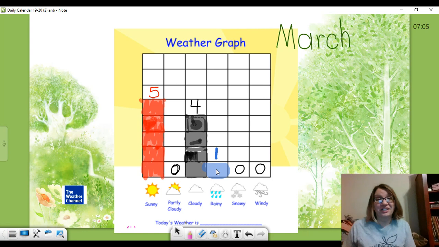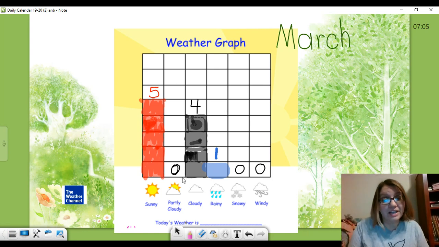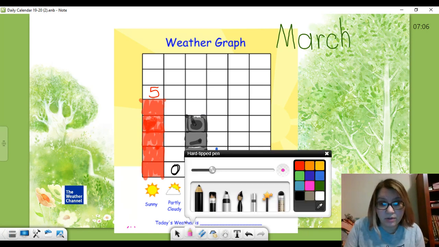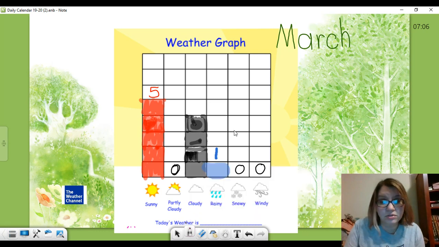Well, it is actually foggy out there. I don't have a foggy on here, but I do have cloudy, and it is cloudy and foggy. So I think we're going to do cloudy. So let's erase this 4, and we're going to add 1 to our graph for cloudy. This looks like black is what they were using at school. Let's see. Yep.